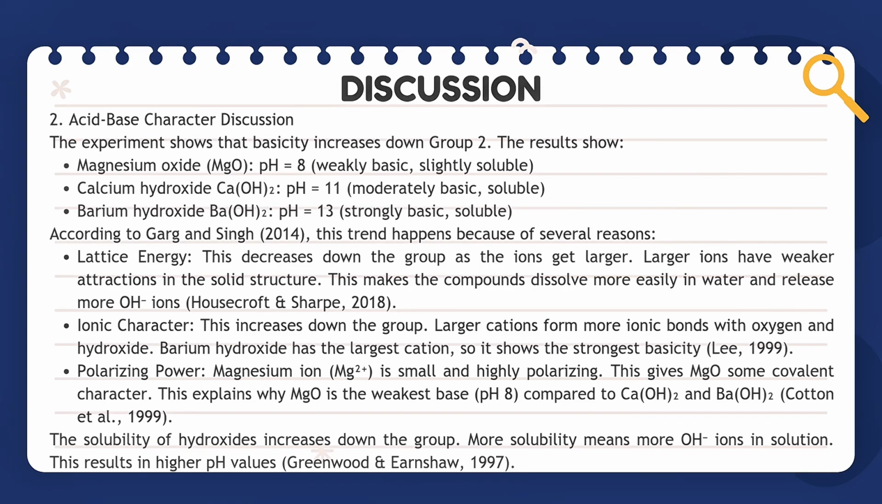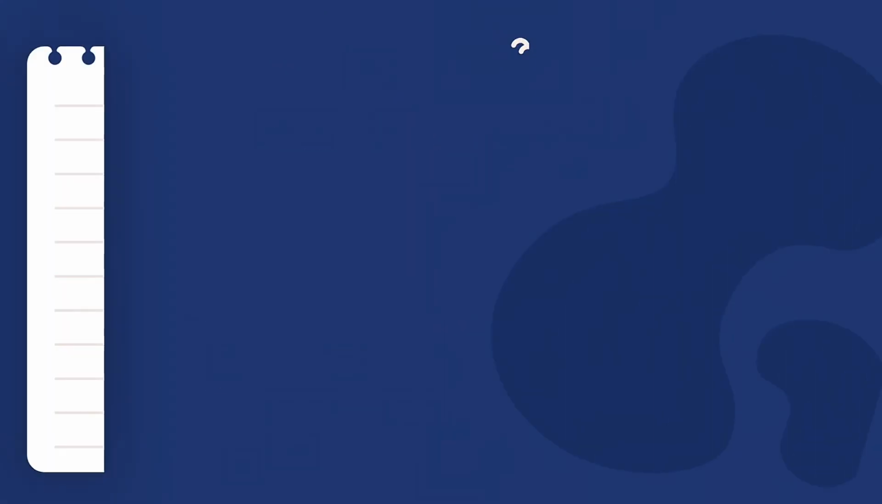Barium hydroxide gave the highest pH value, approximately 13. This confirms that it is strongly basic and highly soluble. The large Ba2+ ions form highly ionic bonds, and the compound dissociates readily in water, releasing a large concentration of hydroxide ions. This observation shows that basicity increased down group 2 due to decreasing lattice energy, increasing ionic character, and higher solubility of the hydroxide.